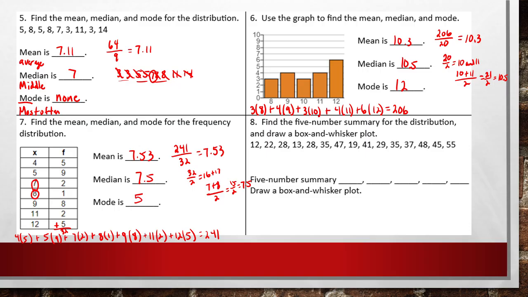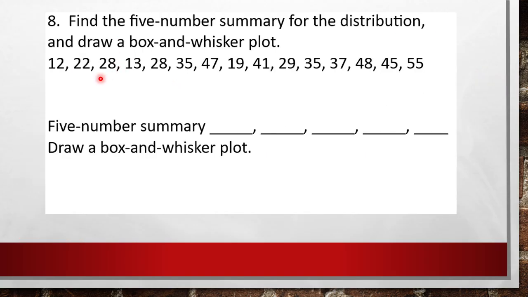Okay, on number 8, we're going to find the 5-number summary for the distribution and draw a box and whisker plot. It's going to be most helpful if you can put these numbers in order. If you look at these numbers, my smallest number is 12. We got cut off on the last one, but you're going to start by putting these in order. So let's start with putting our 12 first. Then you'll see the next number in order is 13.